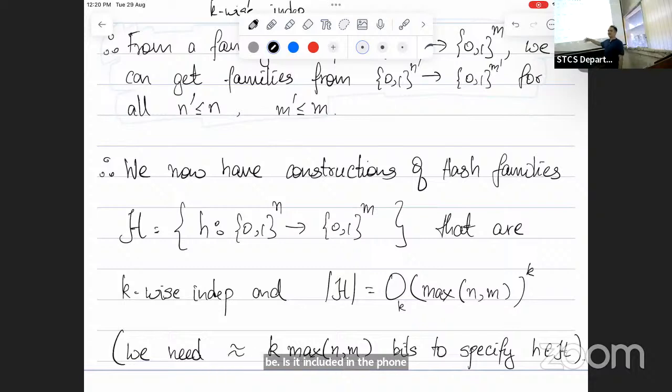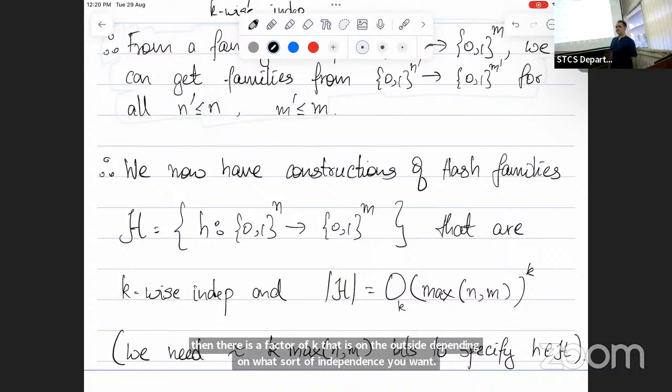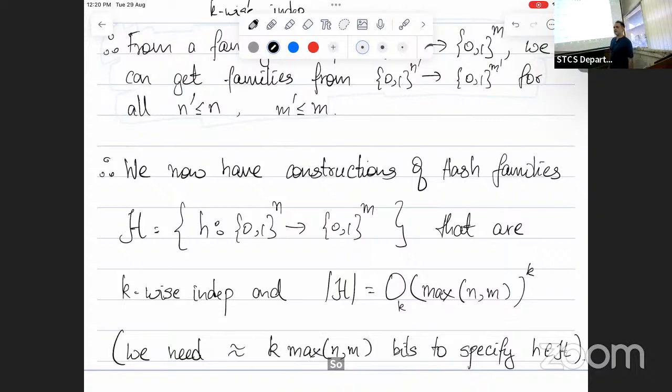And then there is a factor of k on the outside depending on what sort of independence you want. But then we are able to get n-wise independence using n squared bits, isn't it? No. Sorry, why am I plugging k equals n here.